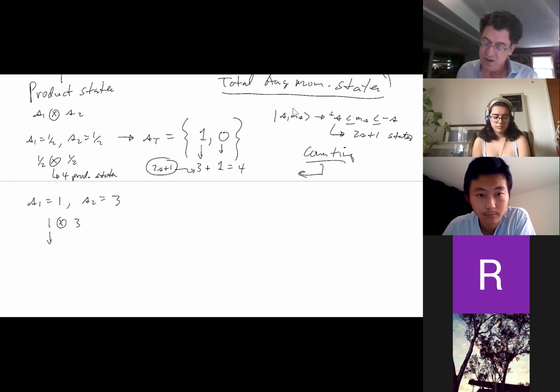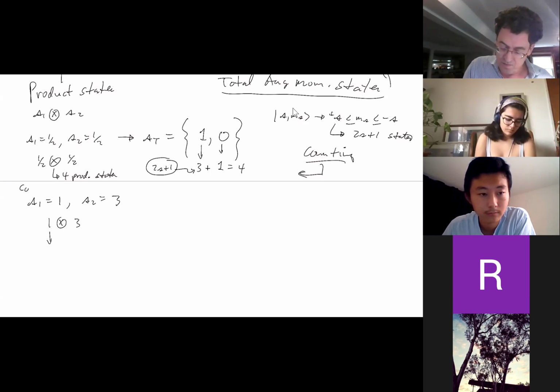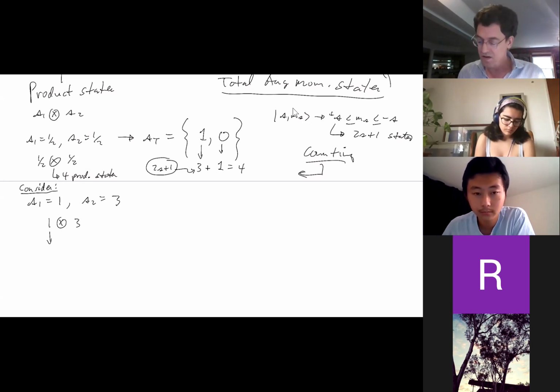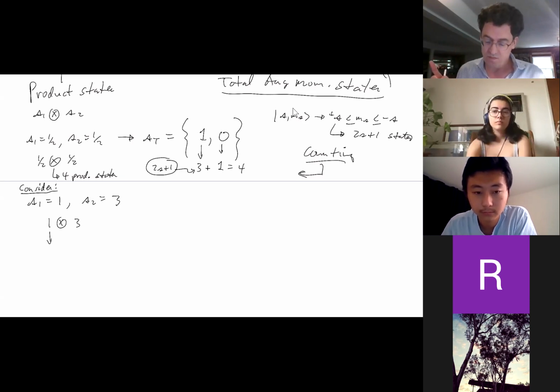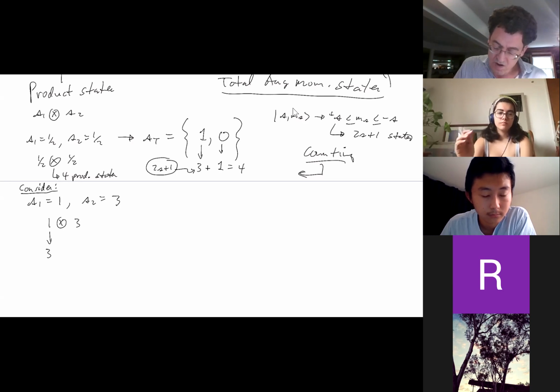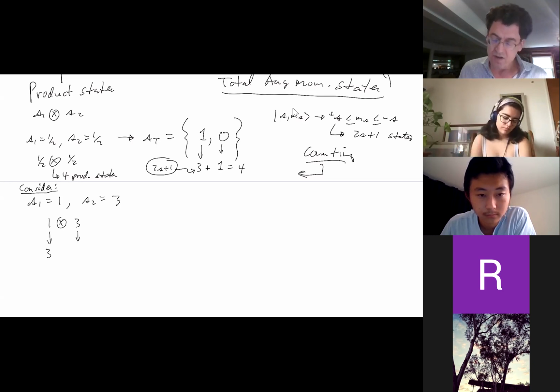How many spin 1 states are there? The rule is 2S plus 1. 3. Yeah. 3. How many spin 3 states are there? 7. So how many product states do I expect? 21. Right, 21 states.